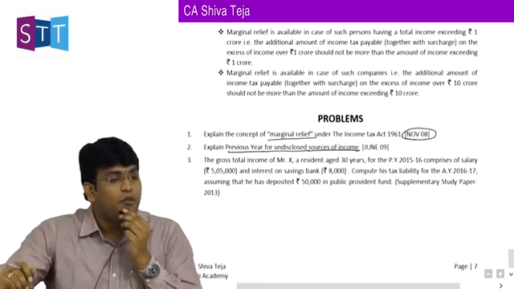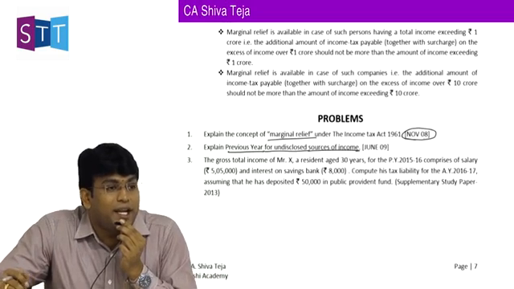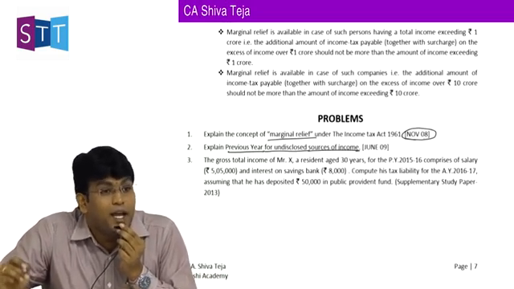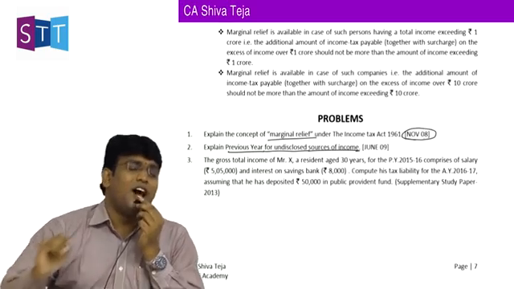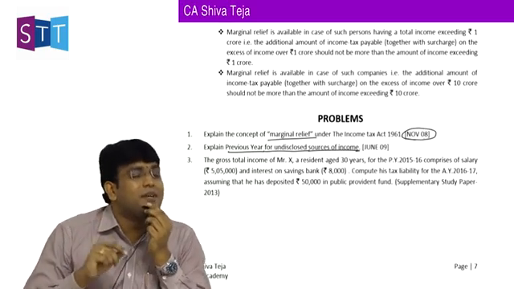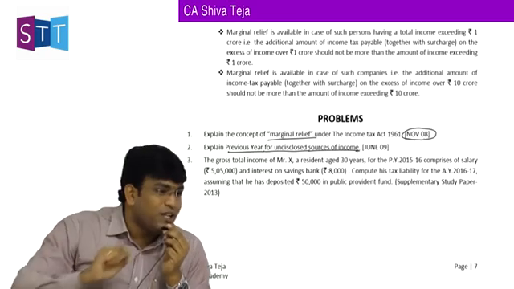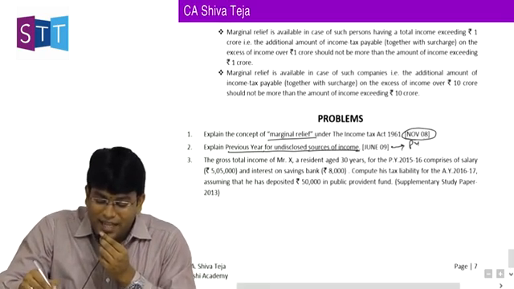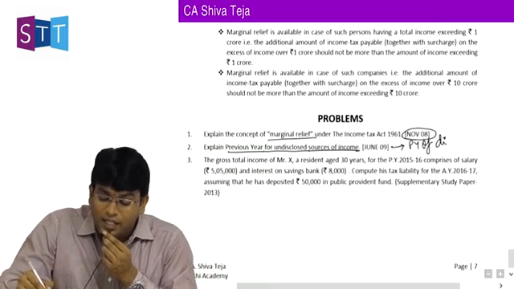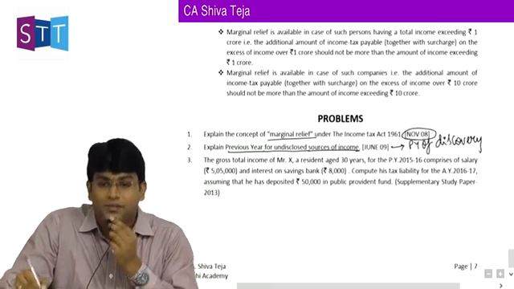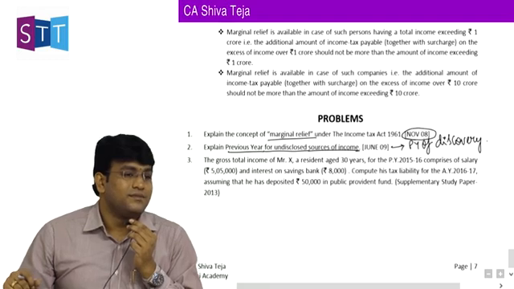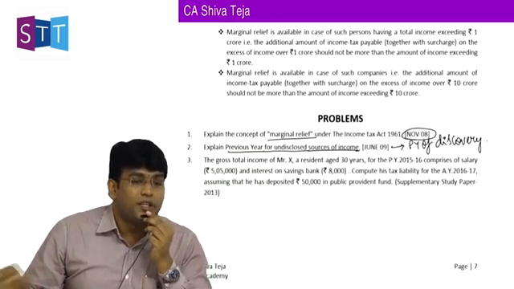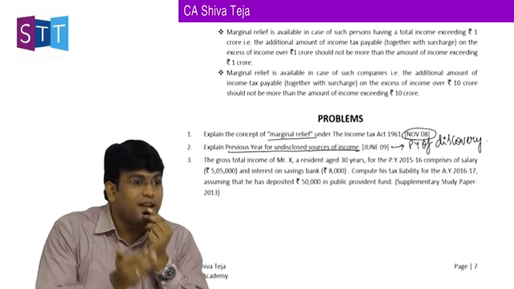Now, explain previous year for undisclosed source of income. Sometime back I told you that unexplained income and unexplained investments are all taxed at 30% under Section 115BBE. But logically tell me, when will the government tax that? When the government gets to know that there is income. In other words, the law says it will be taxed in the previous year of discovery. Discovery is different, invention is different. Don't write previous year of invention, write previous year of discovery.